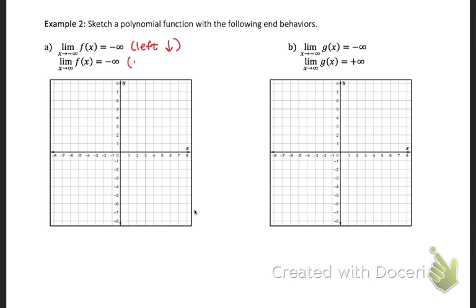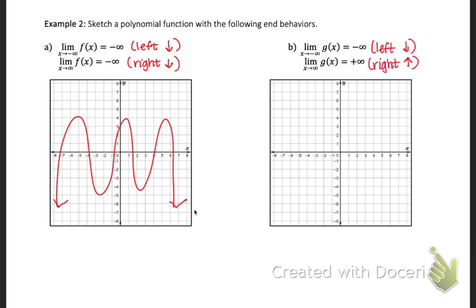The limit as x approaches positive infinity is going to be our right side. And since it approaches negative infinity, the arrow should also be going down. So you can draw whatever you want, but it has to end so that our arrows are going down on each side. You could do a parabola. You could do something that goes up and down a whole bunch of times. It doesn't matter. The middle can be anything as long as you have arrows on both sides going down. So pause your video and see if you can sketch a graph with the properties for part B.